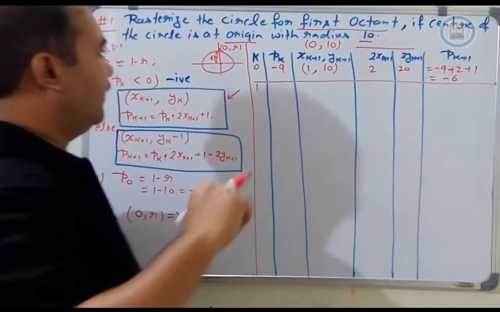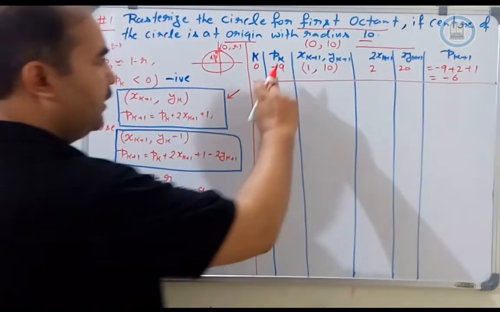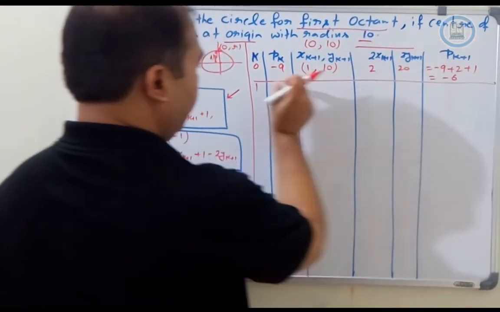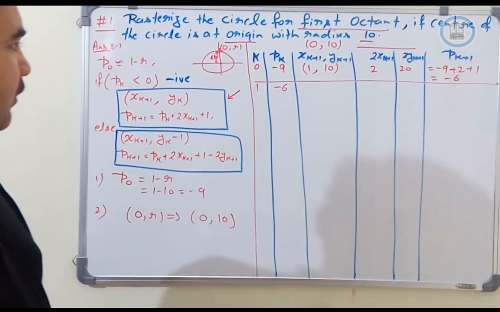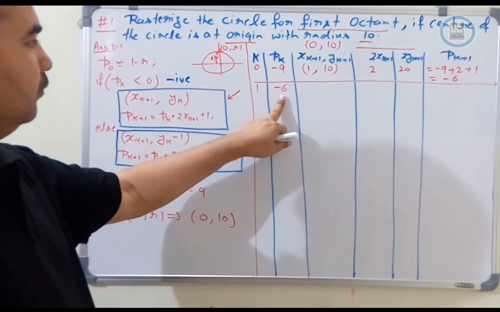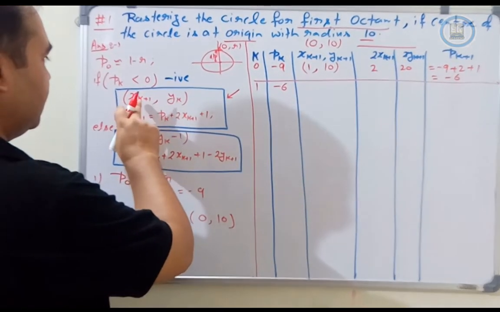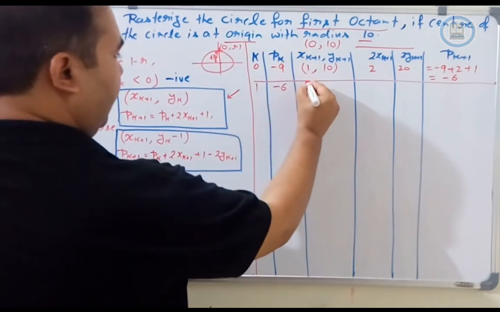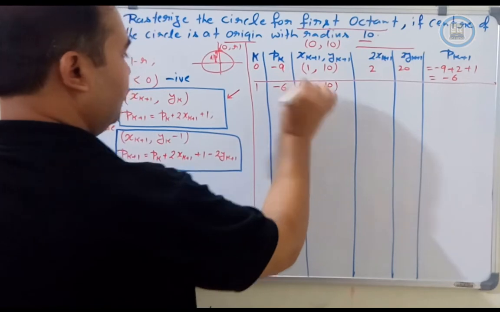So for the next step or next iteration, what will be the value of pk? This value will come at this place. So we will have minus 6 at this time. This is again negative. So in this case, what will you do? You will use again this value, that is xk plus 1 comma yk. Xk plus 1 is 2 and yk is again 10. 2 comma 10.